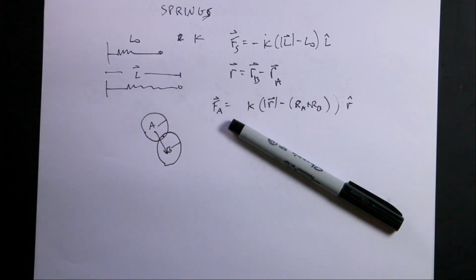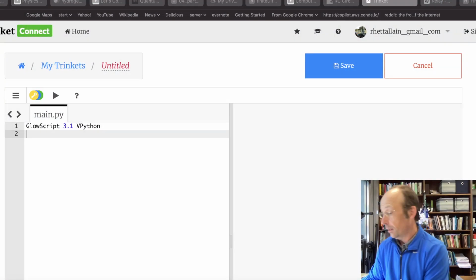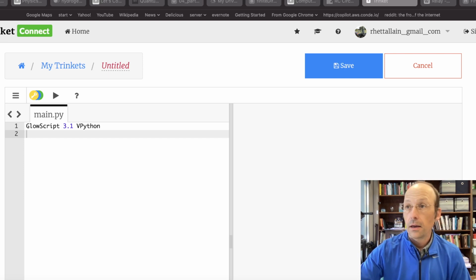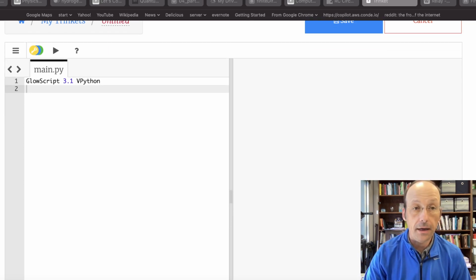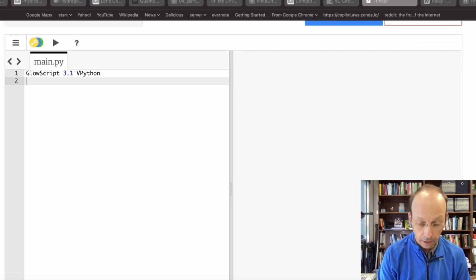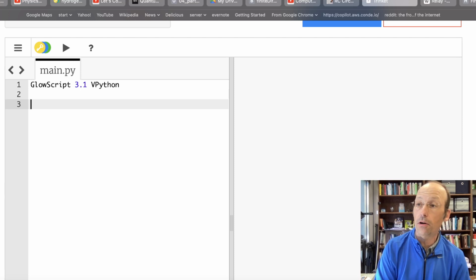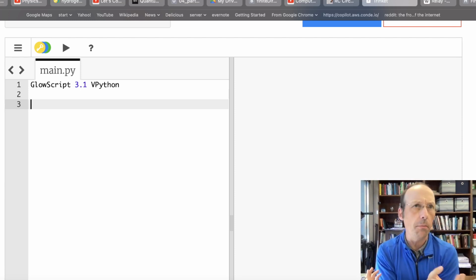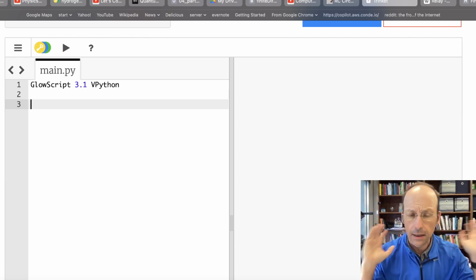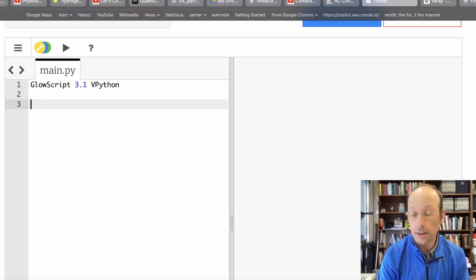And I'm going to need some numbers, and that's fine. So here we are. I'm using GlowScript VPython in Trinket. Make that a little bit bigger. Okay. So let's go ahead and start. I want to make the 2 balls, and they're going to move past each other, and they're not going to interact. Let's just do that, and then we'll make them interact.